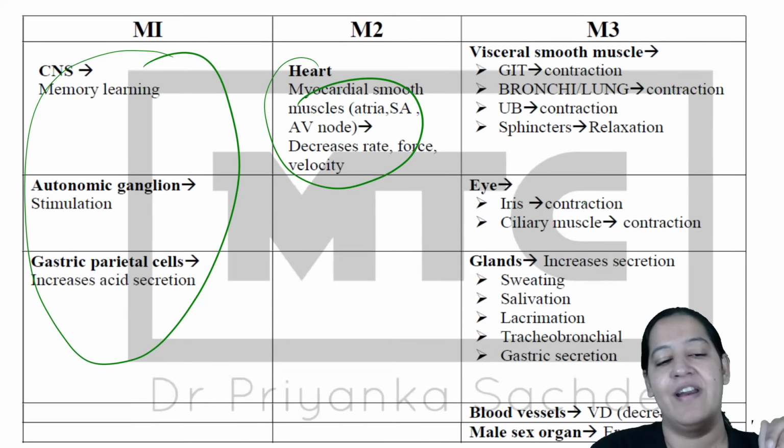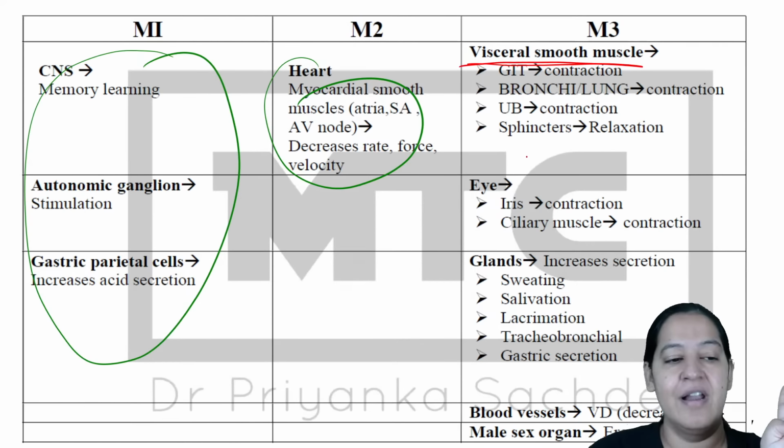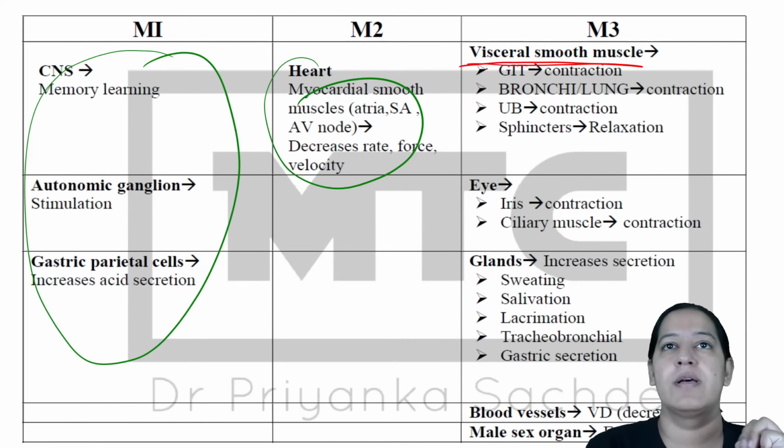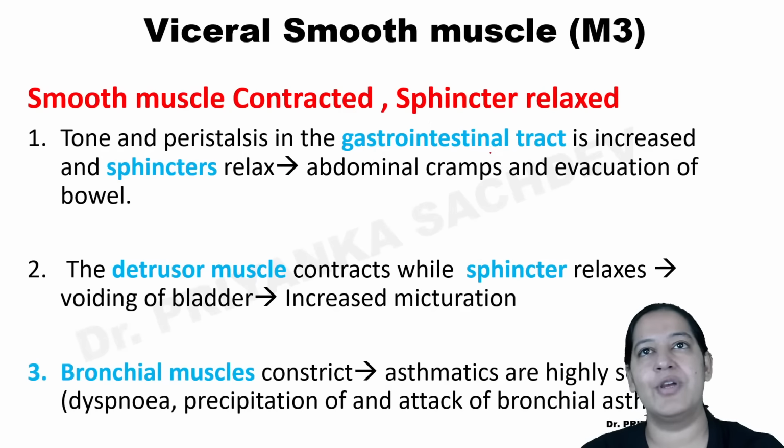M3 receptors are present where and where? Take one by one. So first I am taking visceral smooth muscle. Now this is difficult. Visceral smooth muscle is present at many organs in the body. I will discuss three organs: GIT, urinary bladder, and lung. Let me talk about three organs one by one.